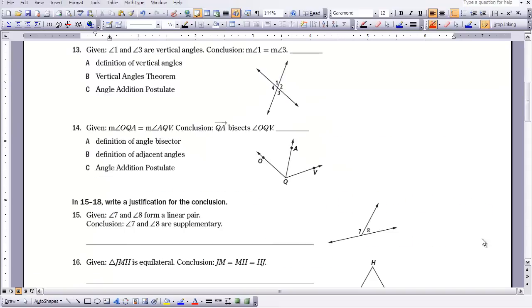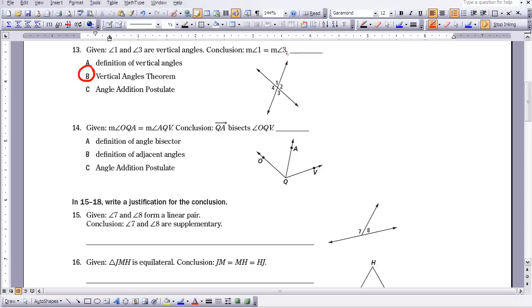Let's take a look at number 13 here. I'm given that angle 1 and 3 are vertical angles. And the conclusion I'm drawing is that the measure of angle 1 equals the measure of angle 3. So I'm actually going to direct you. I want you to go to lesson 3.3, and I want you to look for something that says, if I have vertical angles, then I know those vertical angles are equal. And if you look down on that page at the bottom, there's stuff about vertical angles. There's a definition of vertical angles, and there's a vertical angles theorem. You need to pick the one that says that I have two vertical angles, so therefore my measures are equal. And so in that situation, it's actually going to be the vertical angles theorem. Now, many of my students in the past have wanted to write the definition of vertical angles, but all the definition does is describe what vertical angles are.